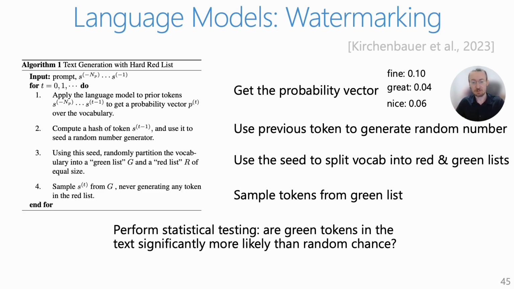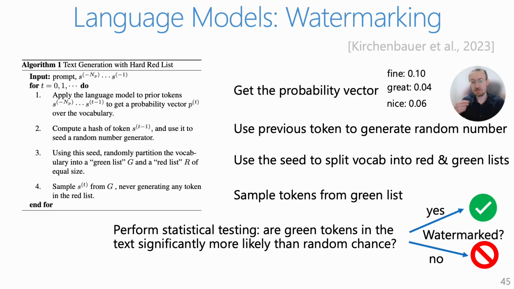And then once we want to find out if the given text is watermarked or not, we perform statistical testing. The main question is, are green tokens in the text significantly more likely than random chance? If that is the case, then we mark this text as being watermarked. In the case that this text was non-watermarked, then we have a non-significant difference in the number of green and red tokens, and the text is marked as being non-generated, or non-watermarked in this case.